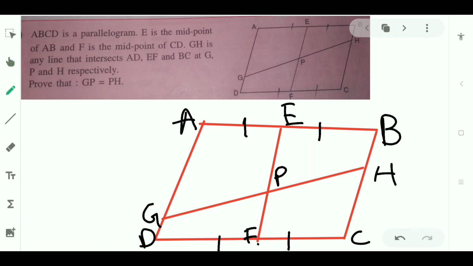They have given that ABCD is a parallelogram. So definitely these two lines will be parallel as well as equal. So we need to prove EP is also parallel to BC or AD, so that the three lines will be parallel and this one will be a transversal, and hence we can prove GP is equal to PH by the equal intercept theorem.